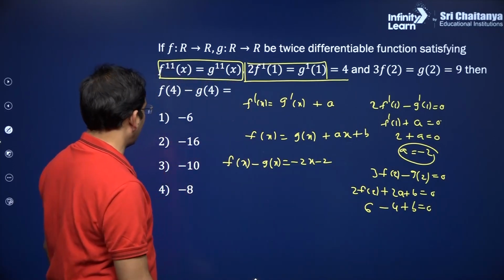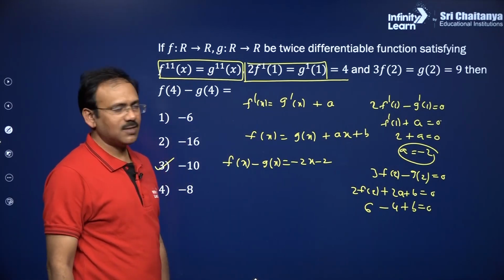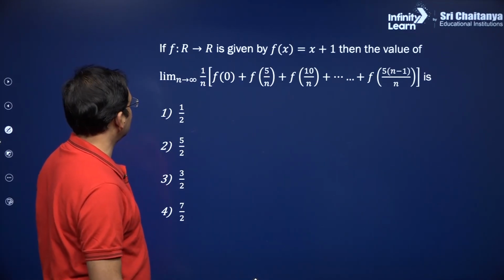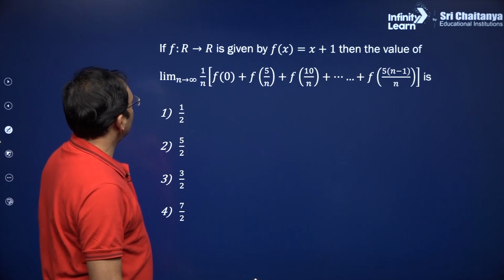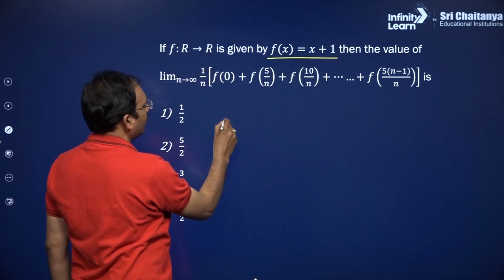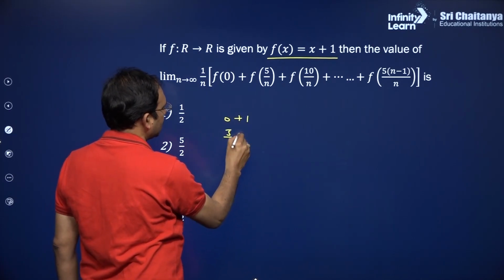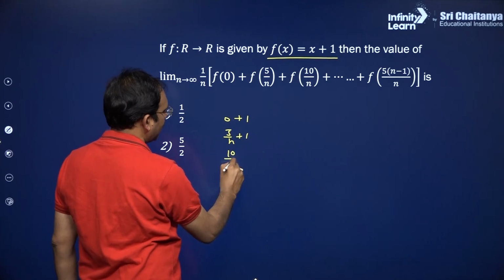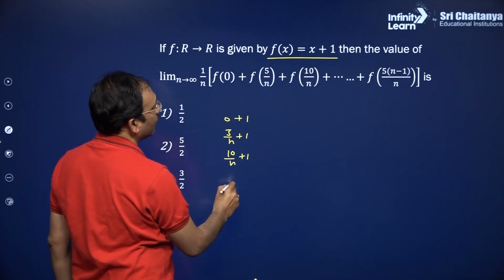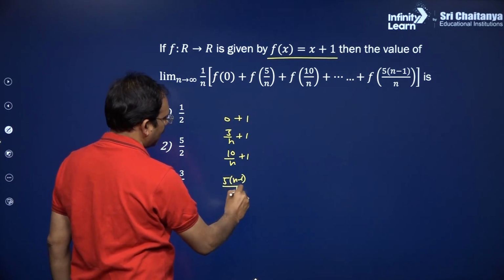So, he wants f of 4 minus g of 4, my dear friends, minus 10 is the answer. Next, you can say, this is very clear, f of x is x plus 1, f of 0 will become 0 plus 1, f of 5 by n will become 5 by n plus 1, 10 by n will become 10 by n plus 1, and so on. F of nth term will become 5 into n minus 1 by n plus 1.